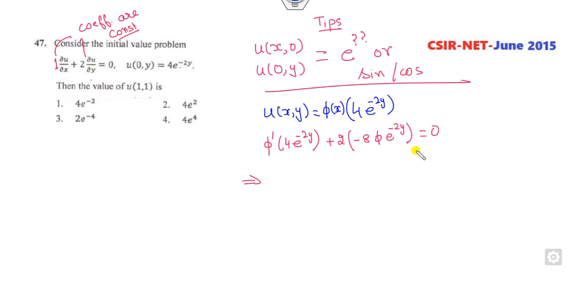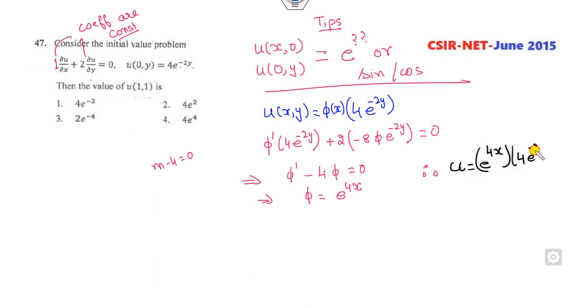So I can take 4 common, e raised to power minus 2y common, it cancels out, and we get phi dash minus 4 phi is equal to 0. So it is a simple ordinary differential equation. So m minus 4 is 0, and phi is e raised to power 4x. So what is my solution? You can see my solution will be u is e raised to power 4x and 4 times e raised to power minus 2y. Now you want to find the value at 1 comma 1. So what is the answer at 1 comma 1? e raised to power 4, 4 e raised to power minus 2 is the right answer.